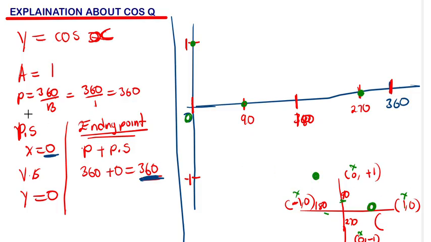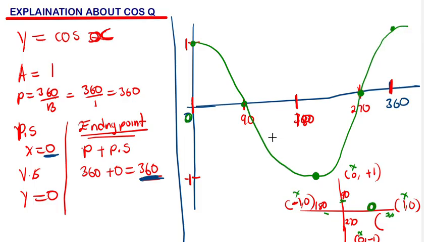Then the other one, cos 360. What is cos 360, which is this side? In the x-axis it is 1. So your graph goes like this. So that is how you graph. Simple and straightforward. That is how you graph this kind of graphs.